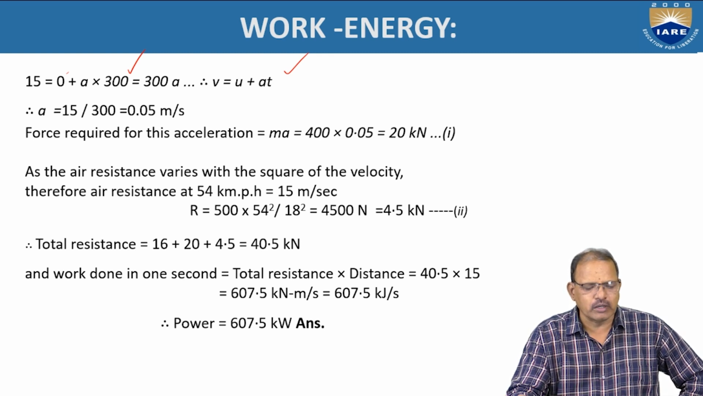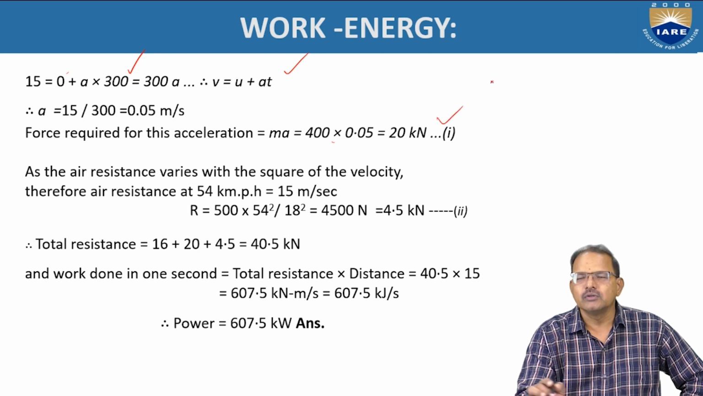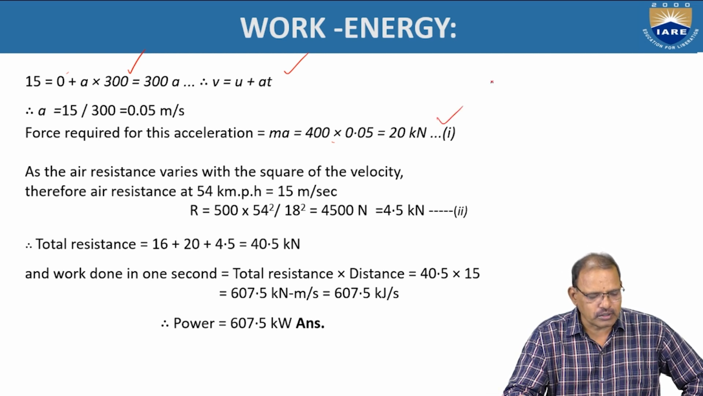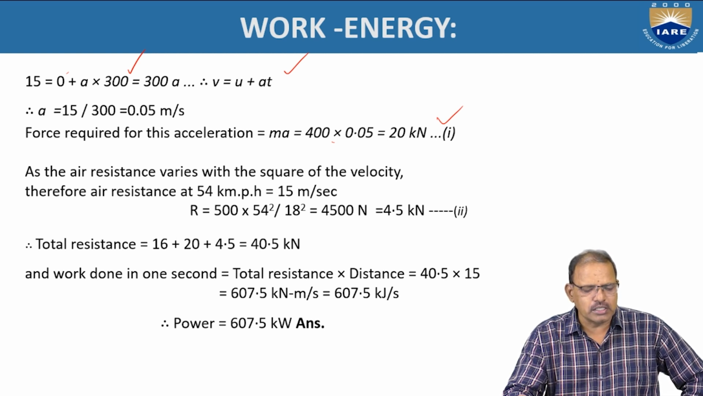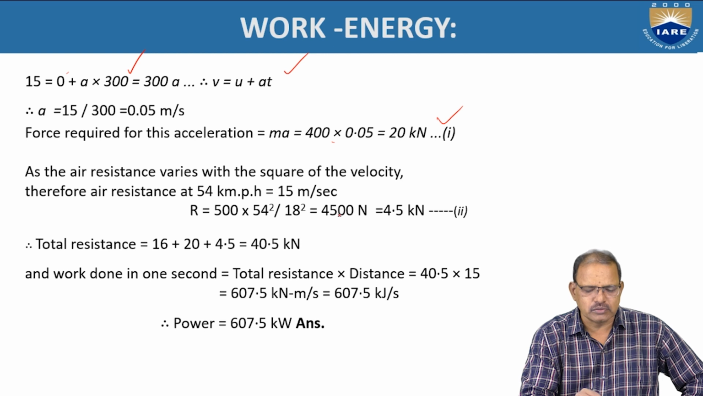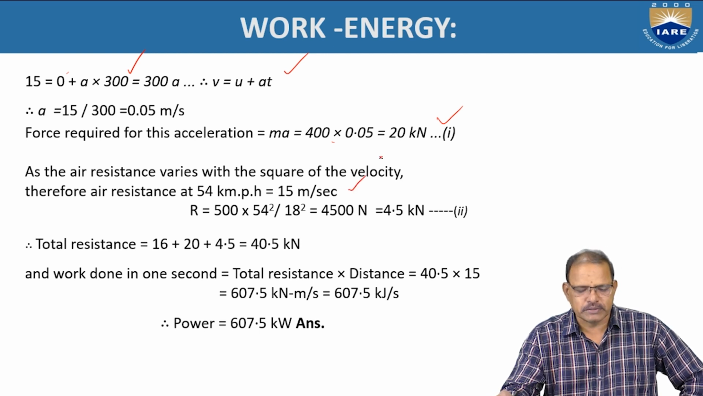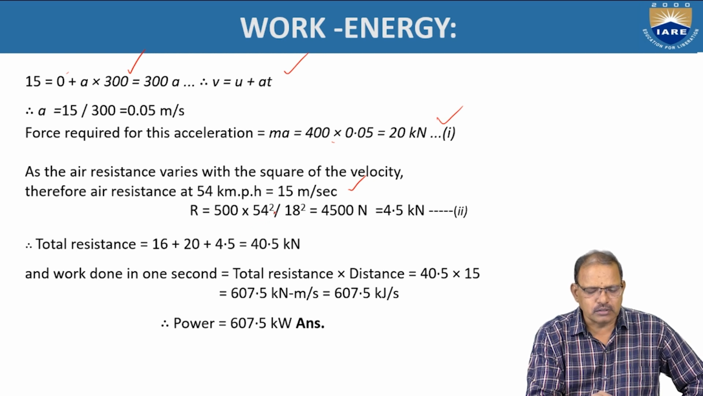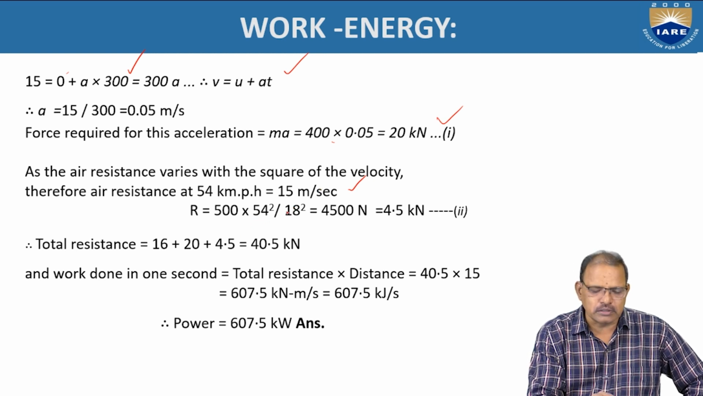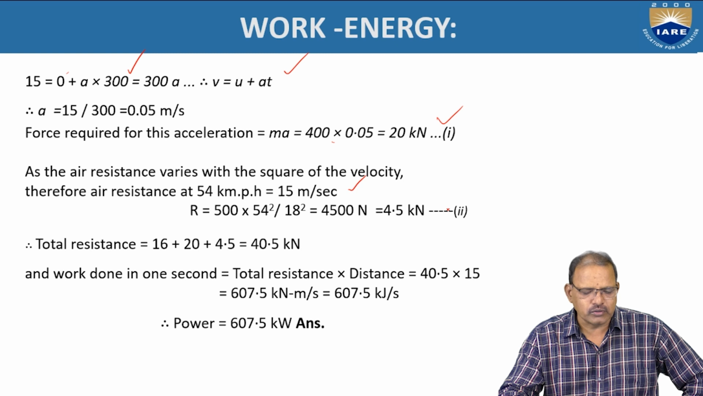The force required for this acceleration is equal to m into a. That is 400 into 0.05, which is equal to 20 kilonewtons. Air resistance varies with the square of the velocity. The air resistance at 54 km per hour, which is 15 meters per second, depends on the square of the velocity, so 500 into 15 squared divided by 18 squared, which is equal to 4.5 kilonewtons now.